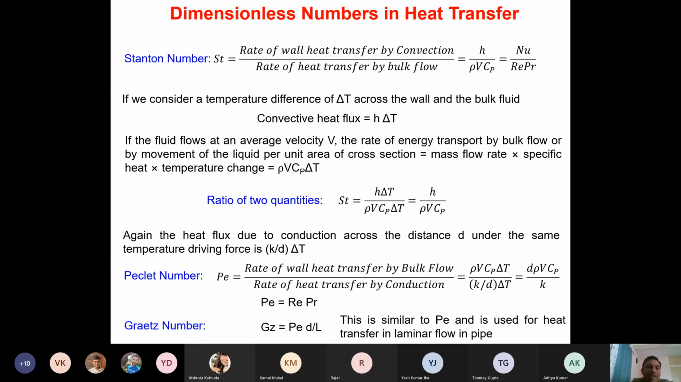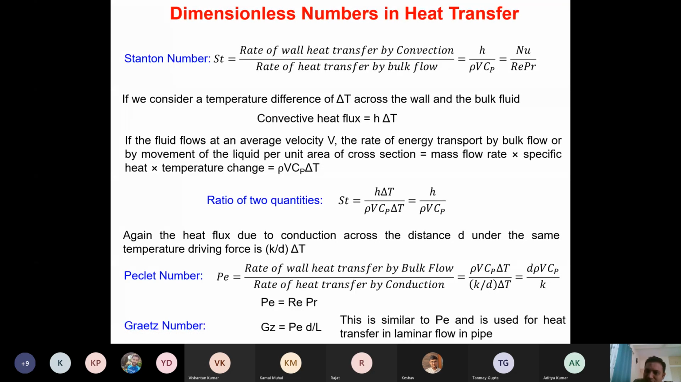There is another number which is important when we are looking at laminar flow, and that is the Graetz number. The Graetz number is given as Peclet number into D by L, where D is the diameter of the pipe and L is the length of the pipe. So this also accounts for the wall effect here, isn't it? D by L gives me the diameter to length ratio, isn't it?